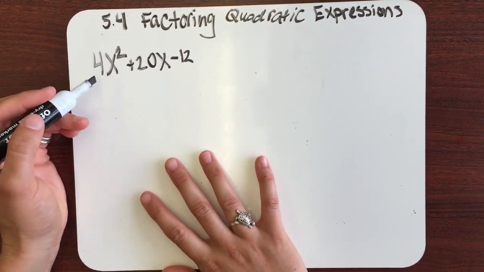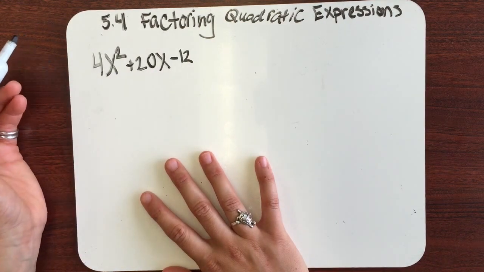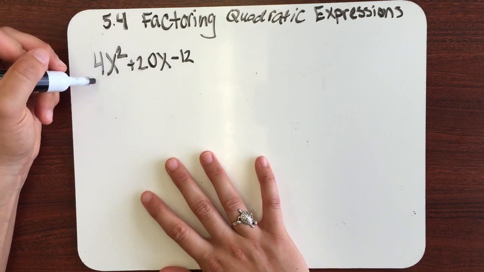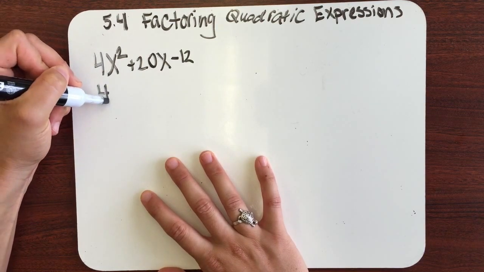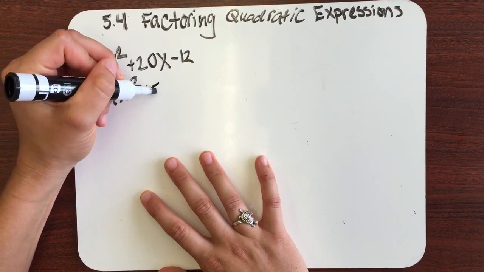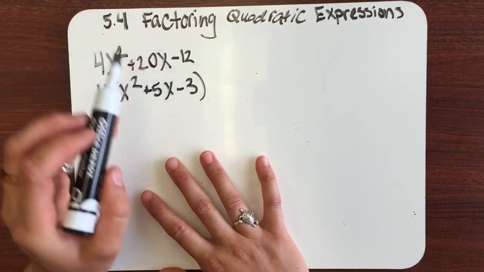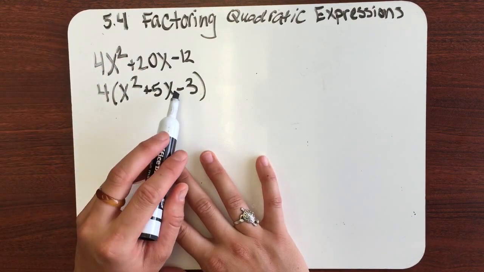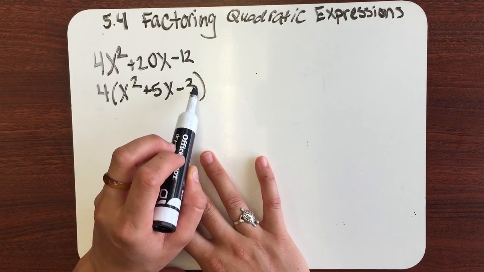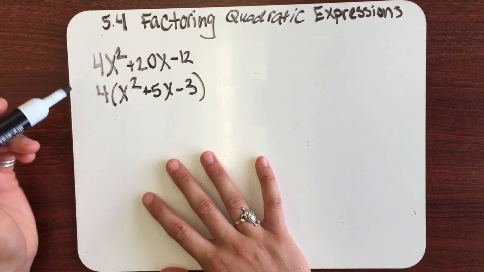So we look at the numbers and we say, okay, we have 4, 20, and 12, or negative 12. So the number that goes into all of them, the greatest common factor, is a 4. So we're going to take that out, and in parentheses we'll be left with x squared plus 5x minus 3. And this is factored because this trinomial cannot be factored anymore, because there's not two factors that will multiply to negative 3 and add up to 5. So this is factored.